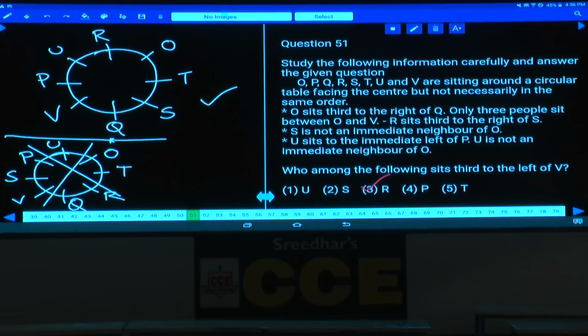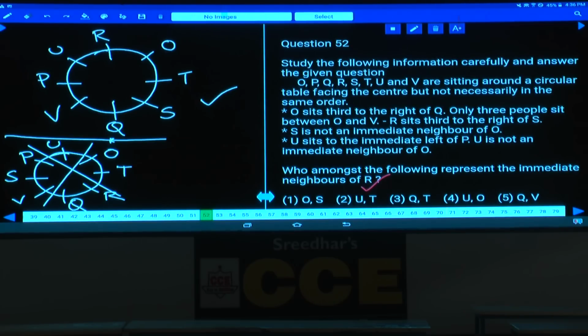Then 52. Who among the following represent the immediate neighbors of R? Immediate neighbors of R, who are those 2 persons? O and U are the 2 persons. O and U, that is choice 4. U and O are the 2 persons, immediate neighbors of R.